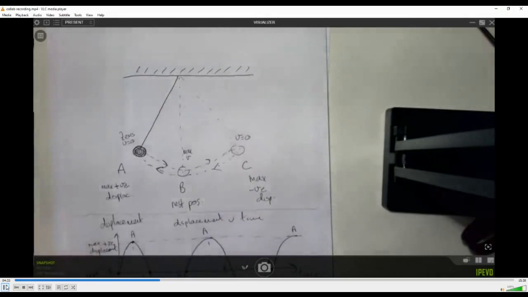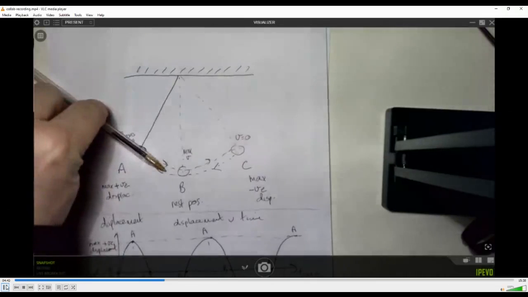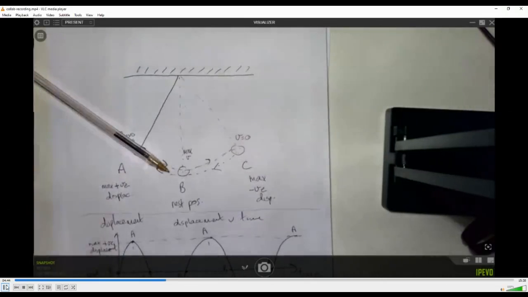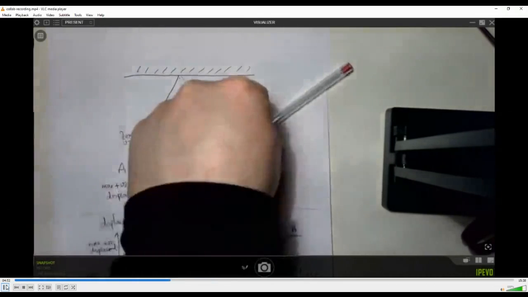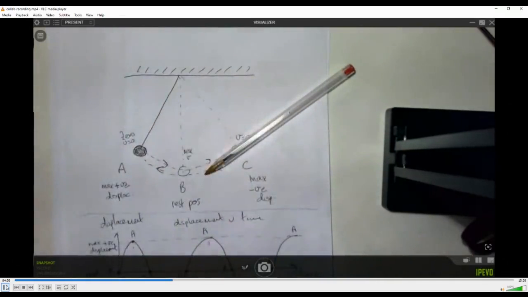Now I would also notice, if I thought about the force acting on the pendulum, when the pendulum's to the left-hand side of position B, then the force acting on the pendulum will be in the direction of the red pen there. It'll always be pointing towards B, whereas if I have a negative displacement on the right-hand side of the line B, the force acting on the pendulum will always be in that direction.